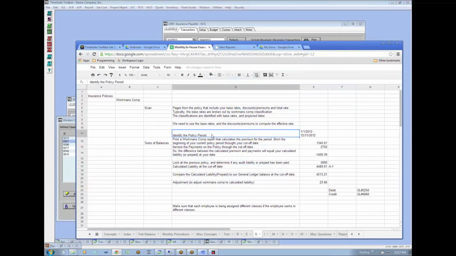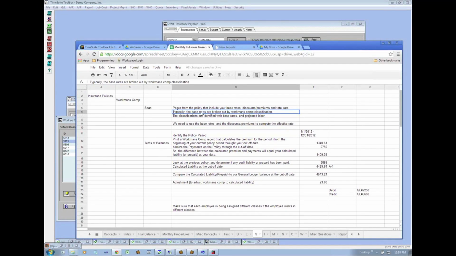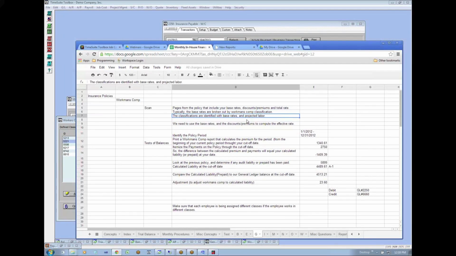So for example, we're going to go through an example here. Let's say you're going to scan that policy, the page that includes your base rate, your discounts and premiums, and total rate. Typically the base rates are broken down by the work comp classifications. The classifications are identified with base rates and projected labor.